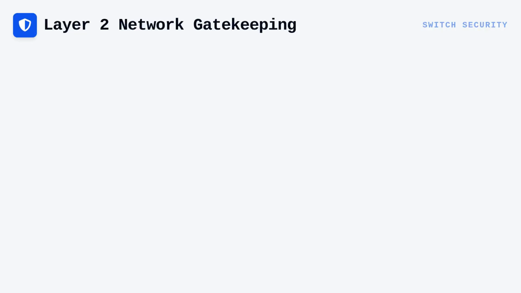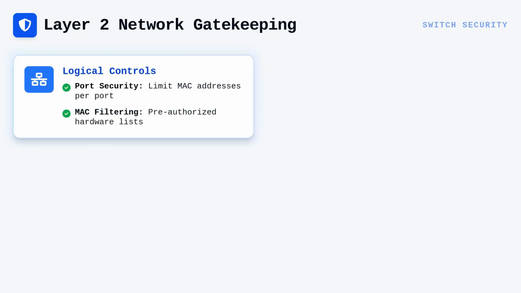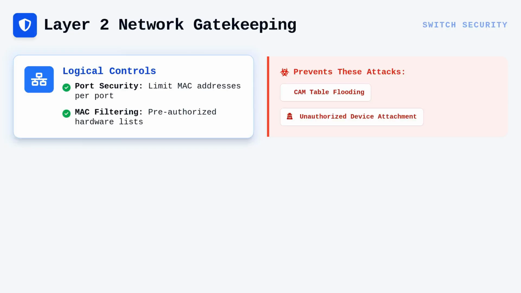At the switch level, port security and MAC filtering serve as fundamental gatekeepers. Port security allows you to limit the number of MAC addresses allowed on a single switch port or restrict access to specific pre-authorized hardware addresses entirely. This prevents common Layer 2 attacks like CAM table flooding or unauthorized device attachment, where a malicious actor brings their own laptop into the office.